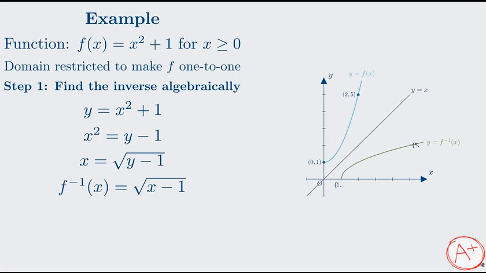Graphing the inverse, we see it is a reflection in the line y equals x. Notice the points are swapped. (0, 1) becomes (1, 0), and (2, 5) becomes (5, 2).